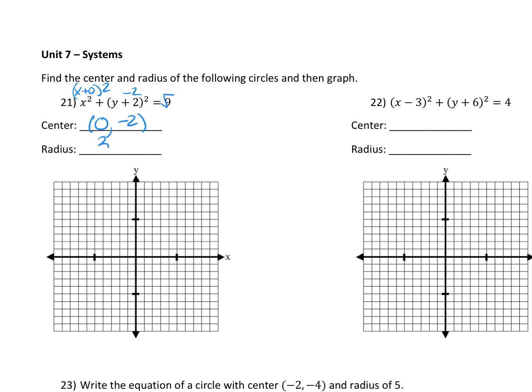And then my radius is going to be the square root of 9, which is 3. So (0, negative 2), not positive 2, negative 2. And then that's the center, with a radius of 3.